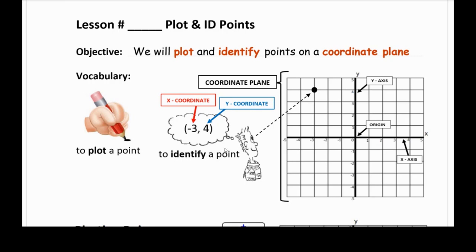And to identify a point, basically you look at the point and you're going to determine what the x coordinate and the y coordinate is for that particular point on the coordinate plane. A coordinate plane has three important parts: the origin, the x-axis, and the y-axis. Let's see how to plot points.